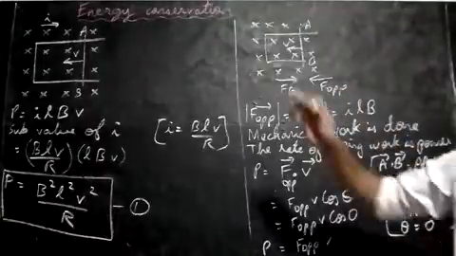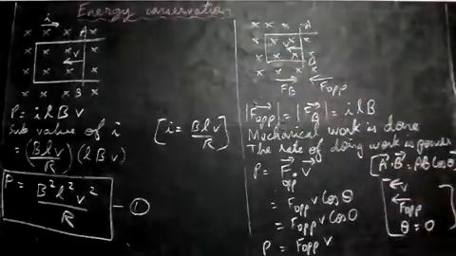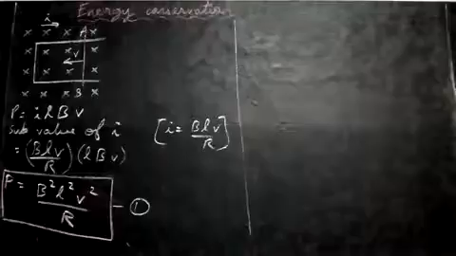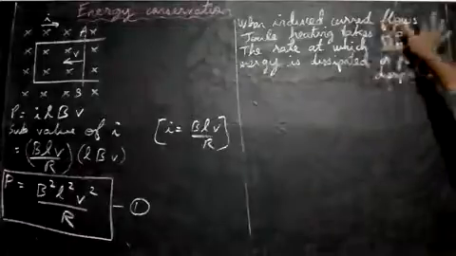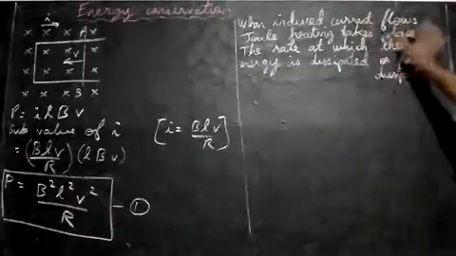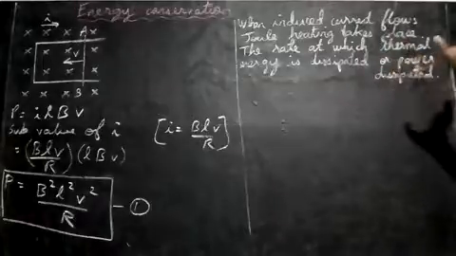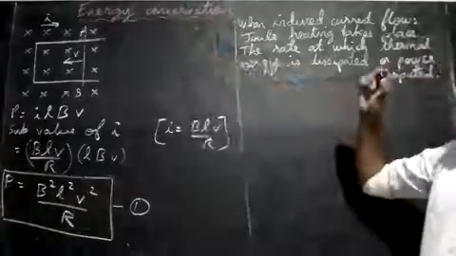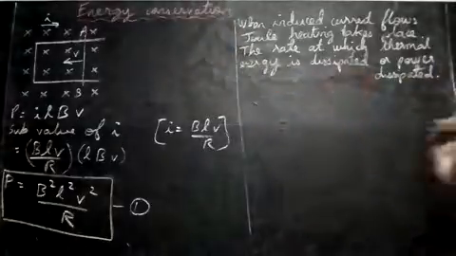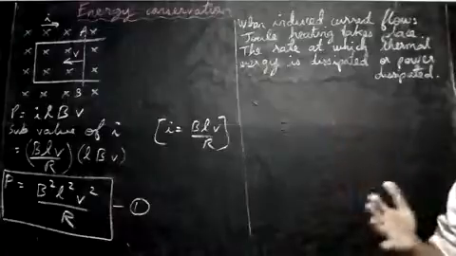So let us see this now. I'll write down for you. When induced current flows, Joule's heating takes place. The rate at which thermal energy is dissipated, or power dissipated, we will see. When current flows inside the wire, there will be heating. So they say Joule's heating happens there, and the rate at which thermal energy is dissipated. Power means what? Energy by time. That is the rate at which energy is dissipated.